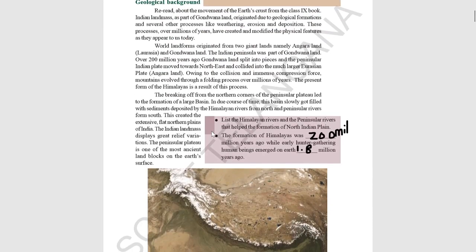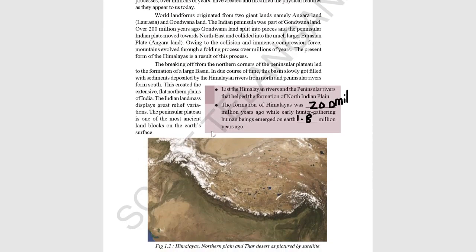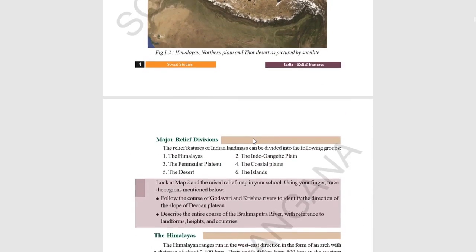Geological background. I have a PPT, I will show you there. List the Himalayan rivers and peninsular rivers that help the formation of the northern Indian plain. This one also. The formation of the Himalayas was 200 million years ago, while early hunter-gatherer human beings emerged on Earth 1.8 million years ago.